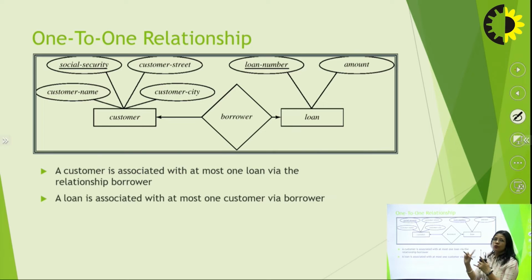Now, if we are going to represent a one-to-one relationship, it means a customer is associated with at most one loan by this borrower relationship. So if we want to represent this one-to-one relationship, we will put the arrow sign on both sides, at the customer side and the loan side. It means we are showing that a loan is associated with at most one customer by the borrower relationship. So it is a one-to-one relationship, right?